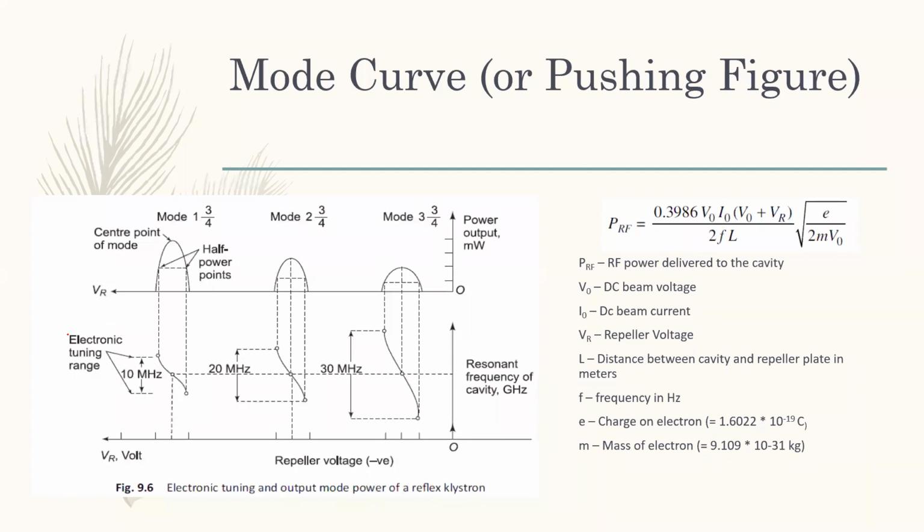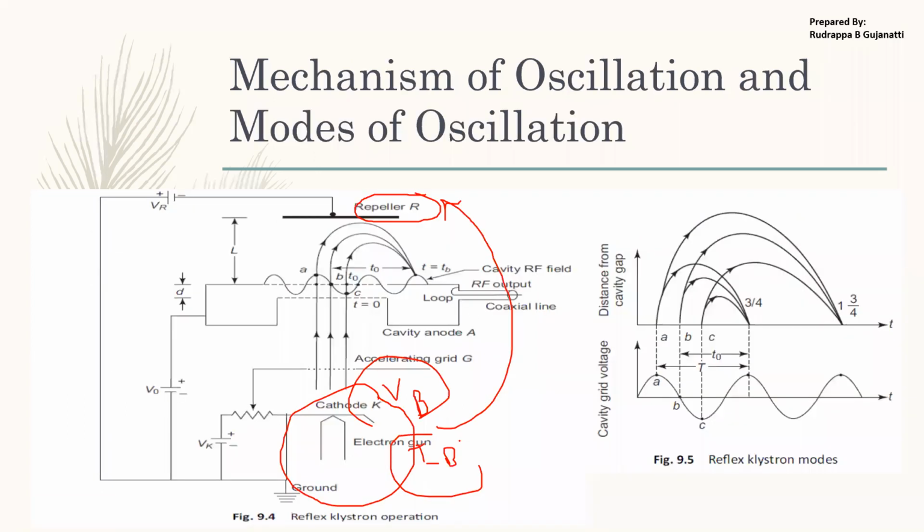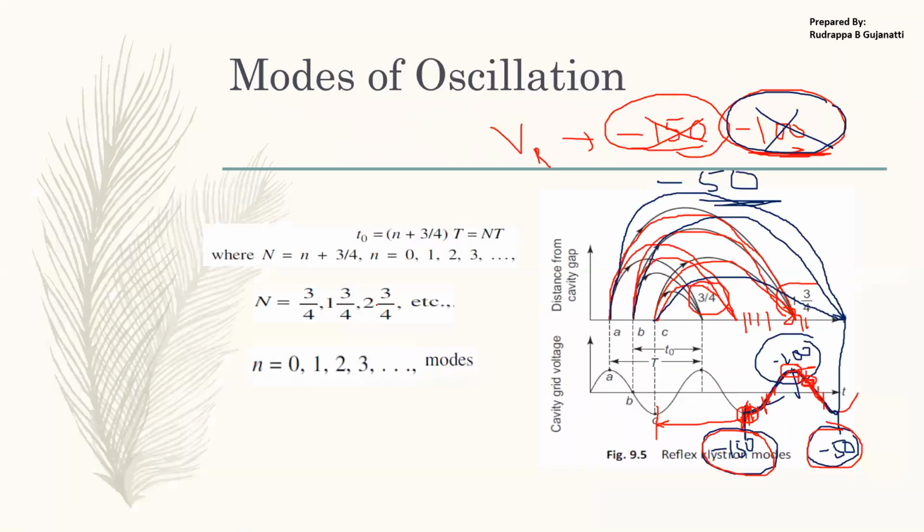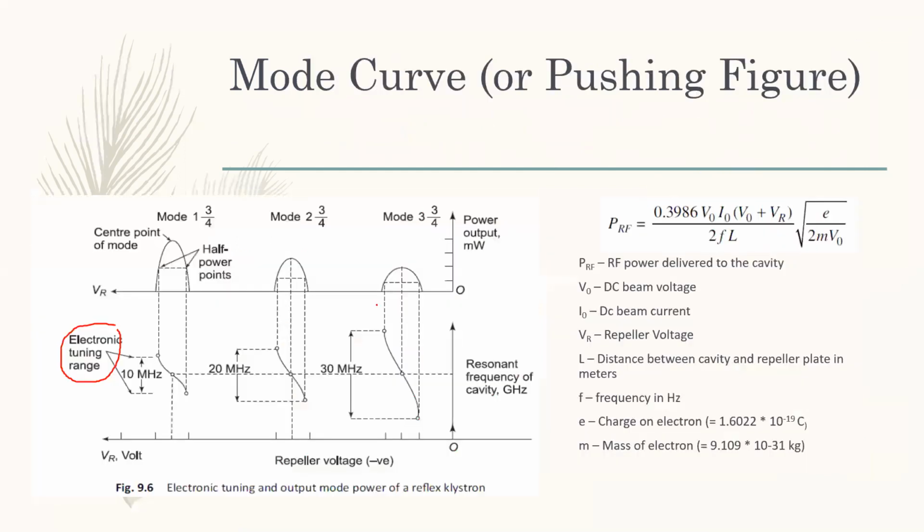Again, they specify it as electronic tuning. So electronic tuning, what does this imply? You have to tune this beam voltage and beam current. Based on that, you'll be able to alter this, and say the repeller voltage. So based on that, you can tune the range. You can tune the bandwidth of the klystron oscillator.